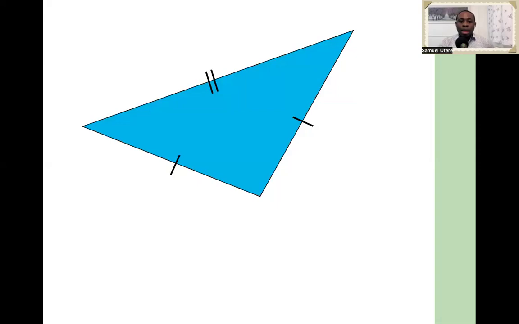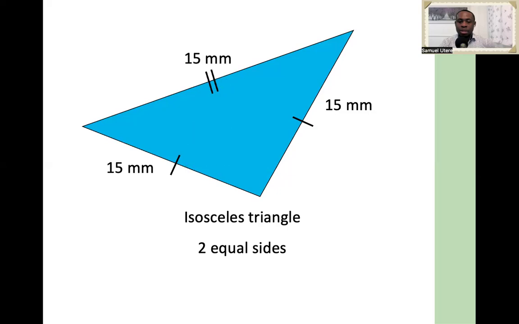Next, we have this shape here. Now, this is an isosceles triangle. Isosceles is defined by two sides of the triangle being equal, and those two sides move to the base of the triangle. The third side is not equal to any of the other sides. So just before I talk about the base angles, if one side is 15 millimeters, then the other side has to be 15 millimeters. But that third side cannot be 15 millimeters.